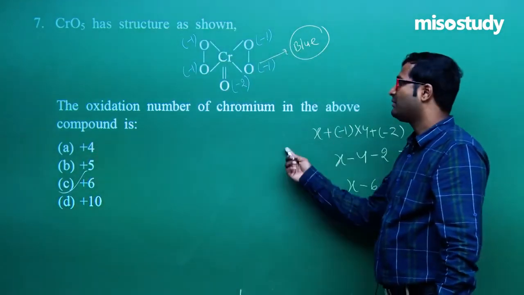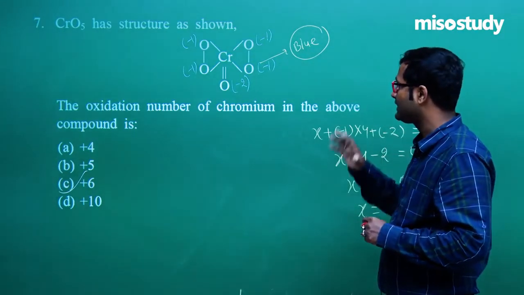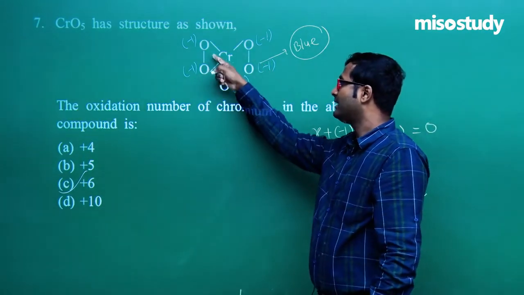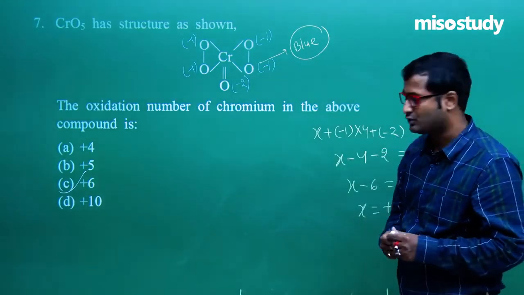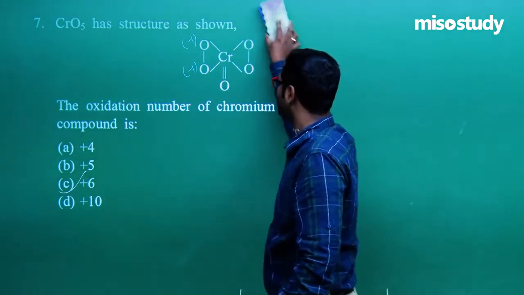Clear to you? This is the butterfly structure. So in case of peroxy linkage, you have to focus on this. If there is a peroxy linkage, the oxidation state of oxygen is -1, not -2. Clear? Now I am going to rub this part and we'll discuss the next one. Wait for a moment.